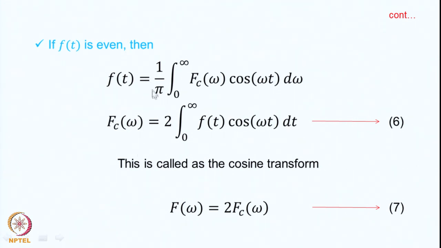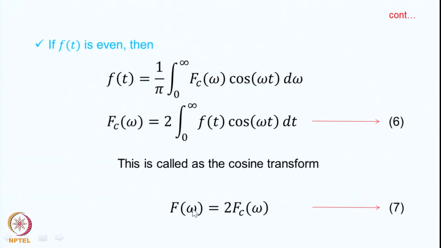Suppose f of t is even. Remember, in the earlier case we had these limits going from minus infinity to infinity. If the function is even, you also notice that f of t is equal to f of minus t. Therefore, I can simplify this as the time domain going from 0 to infinity, or the frequency domain also going from 0 to infinity. I eliminate the negative components in the time domain or in the frequency domain. So, when I do this, that definition will simplify to this particular definition. F of t will now become equal to 1 by pi, integral from 0 to infinity of fc omega cosine omega t d omega, where fc omega is defined here as 2 times the integral from 0 to infinity of f of t cosine omega t dt. Now, this function fc omega is called the cosine transform.